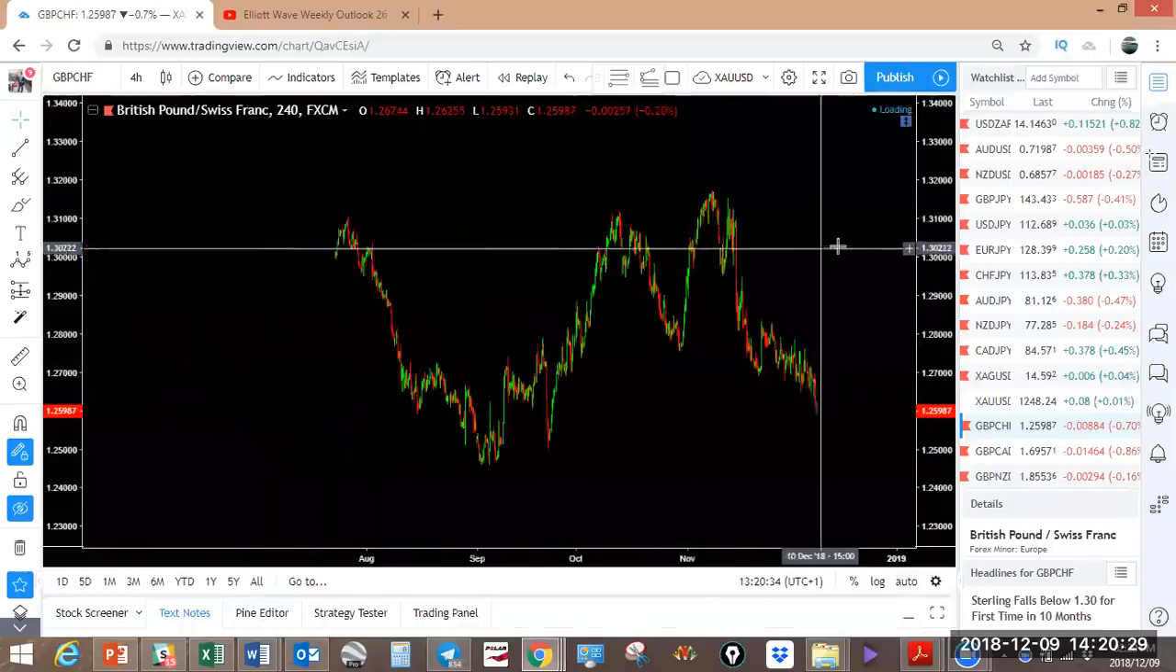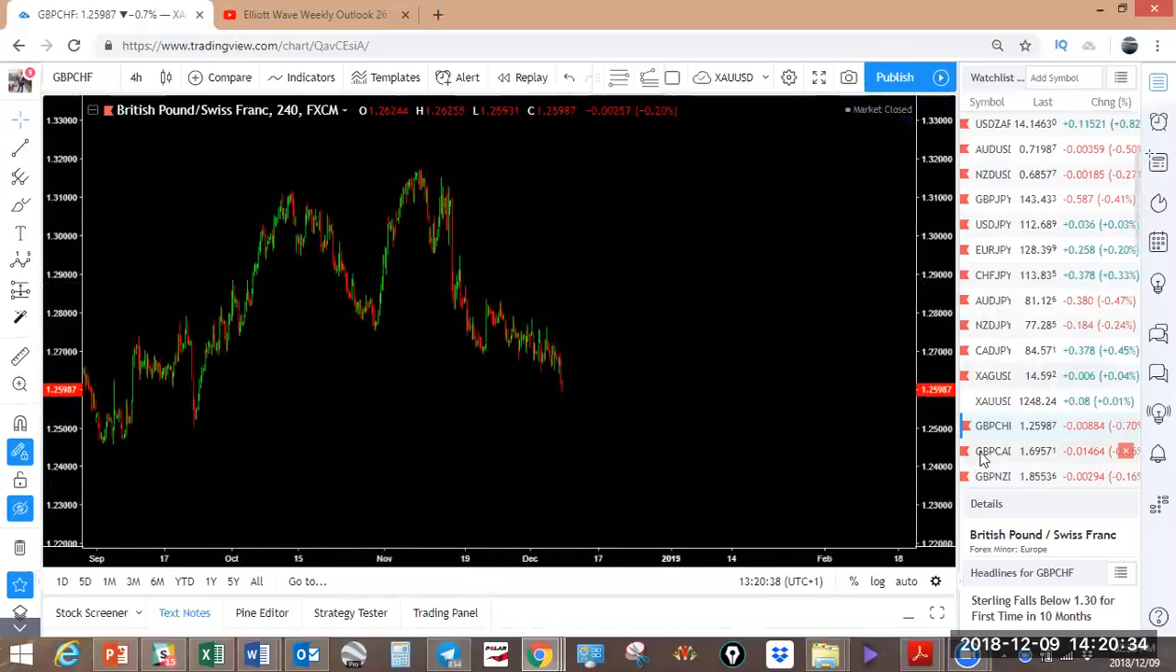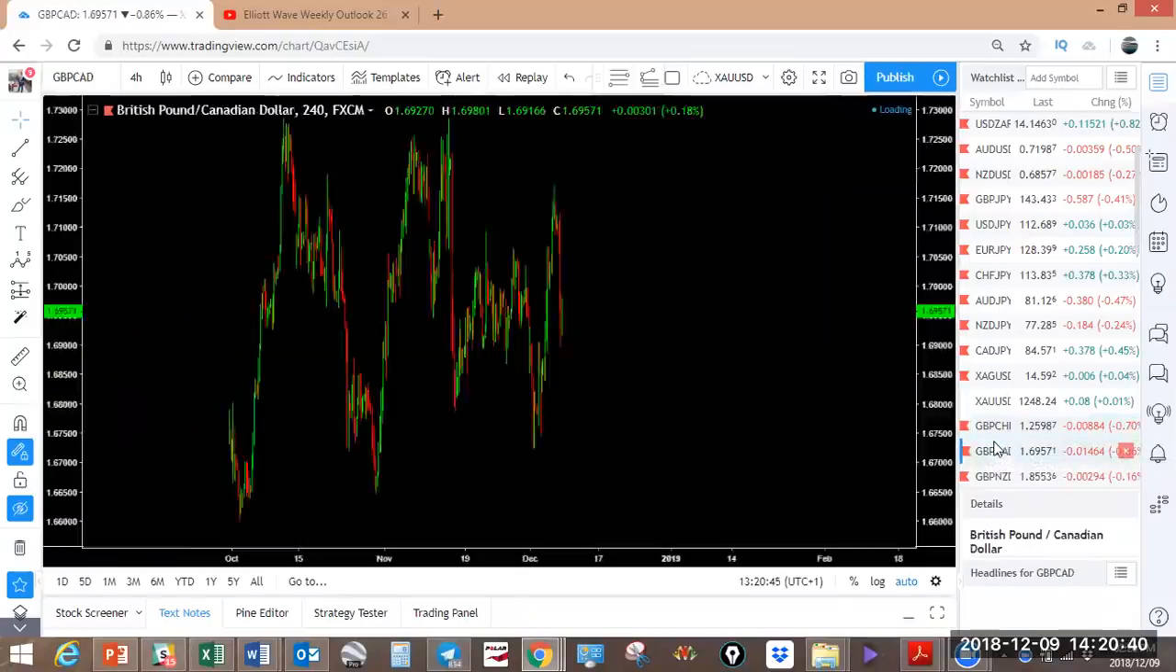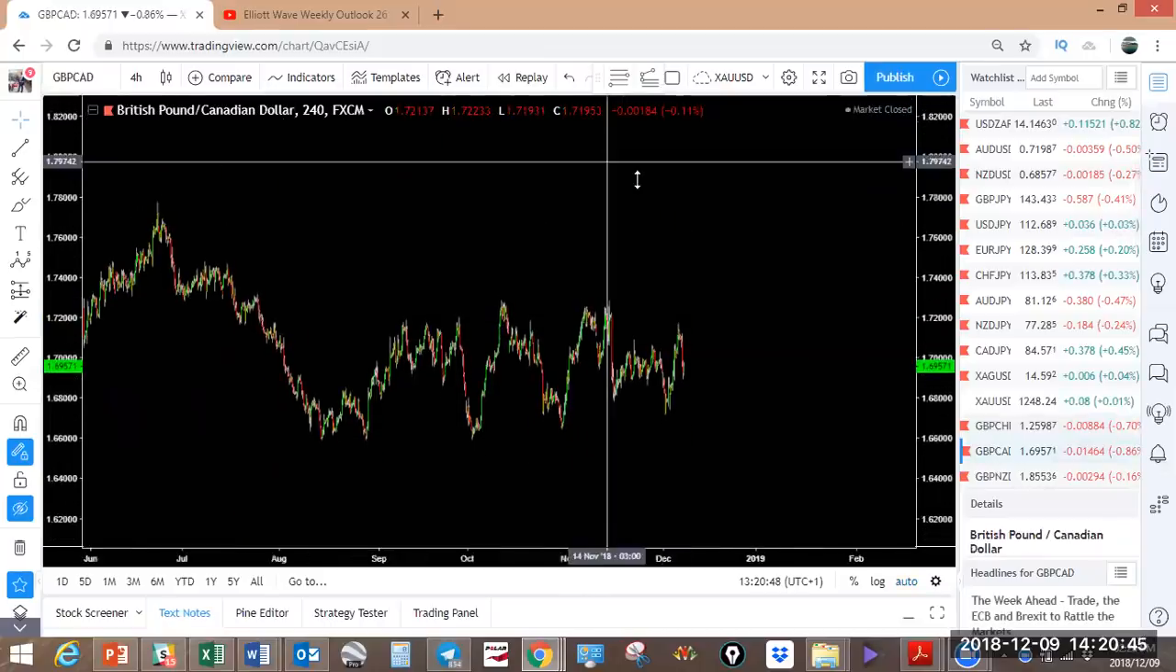Okay, so we'll have to watch the pound pairs with the coming Brexit news. So we'll update this. Pound CAD is not going anywhere for the last couple of weeks. You see, it's just been going sideways.